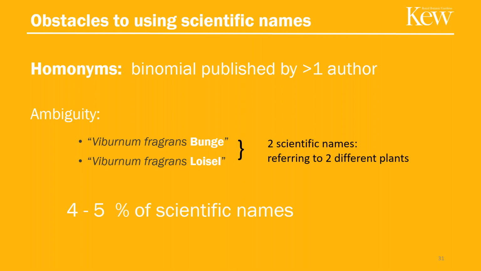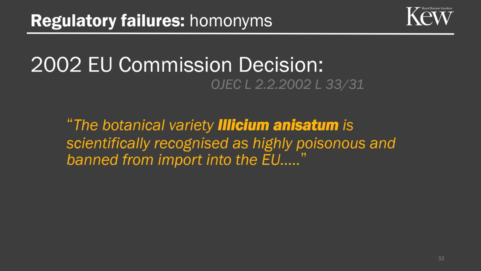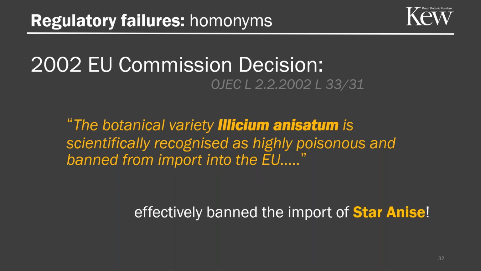This only occurs in up to 5% of scientific names, but nevertheless, that's a hell of a lot of scientific names, which can be ambiguous if you don't actually add the author. And again, there are consequences. So this was a case that Bill cited in the publicity for this talk. The EU wanted to ban the import of a Japanese poisonous plant, and in doing so, effectively banned star anise.